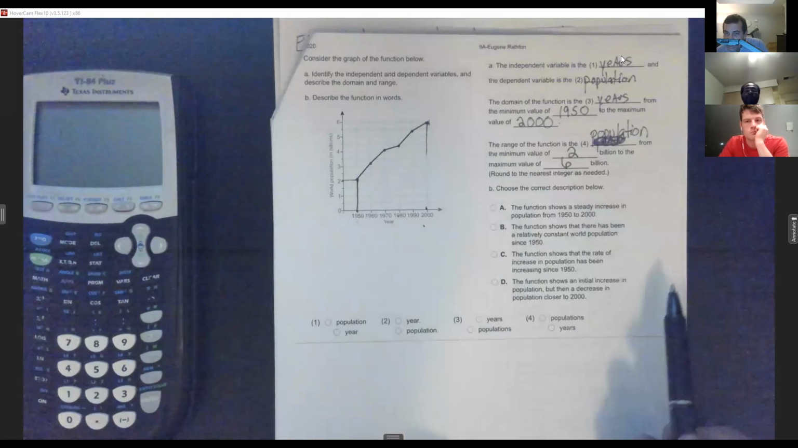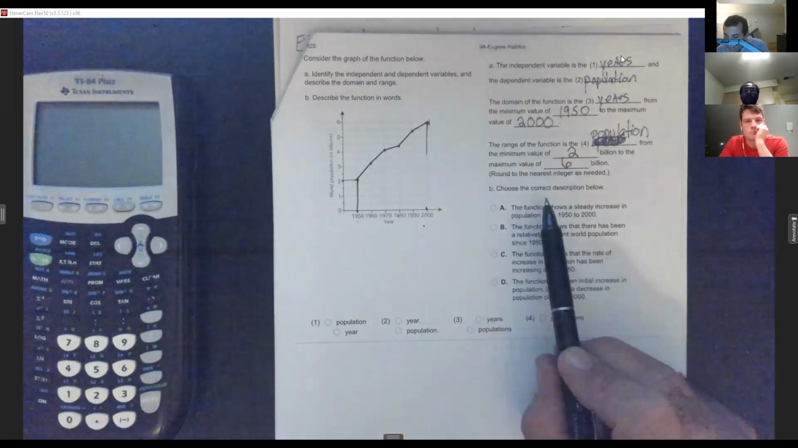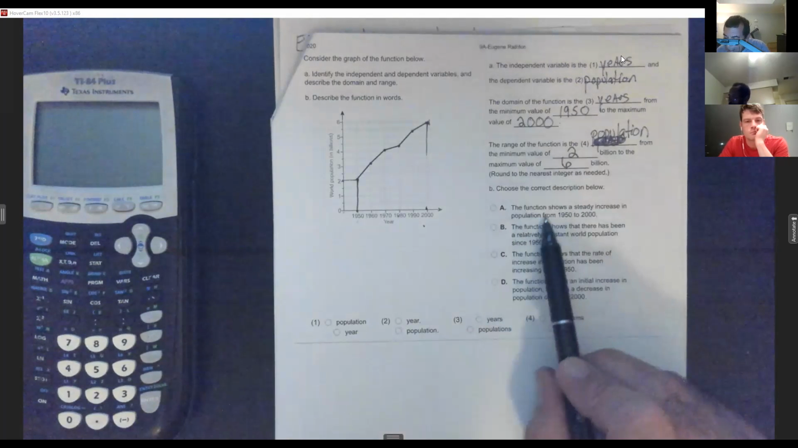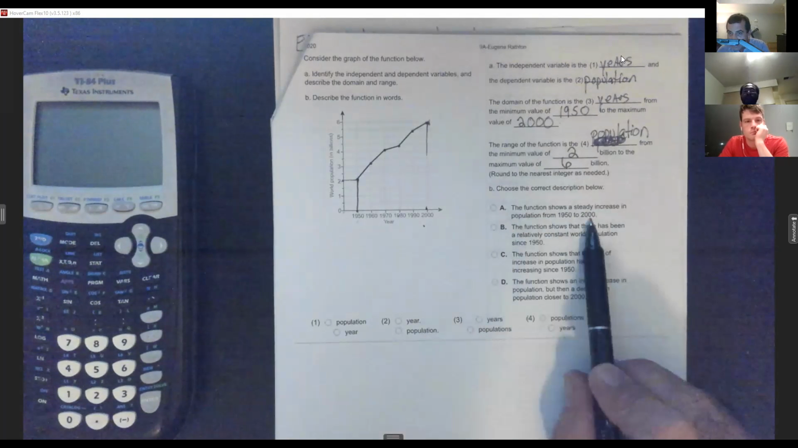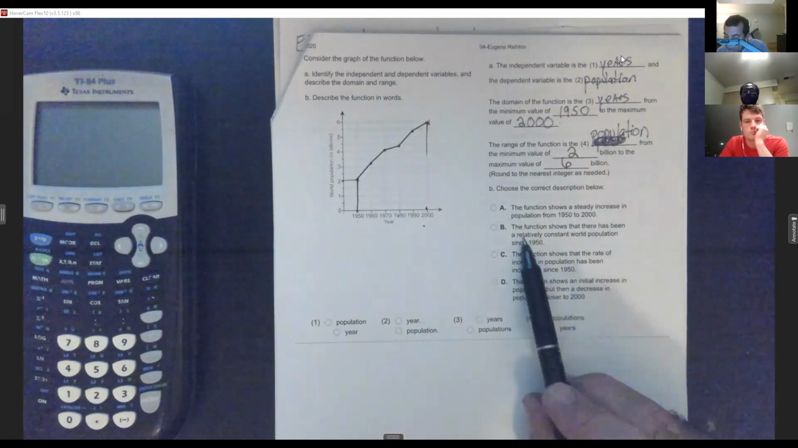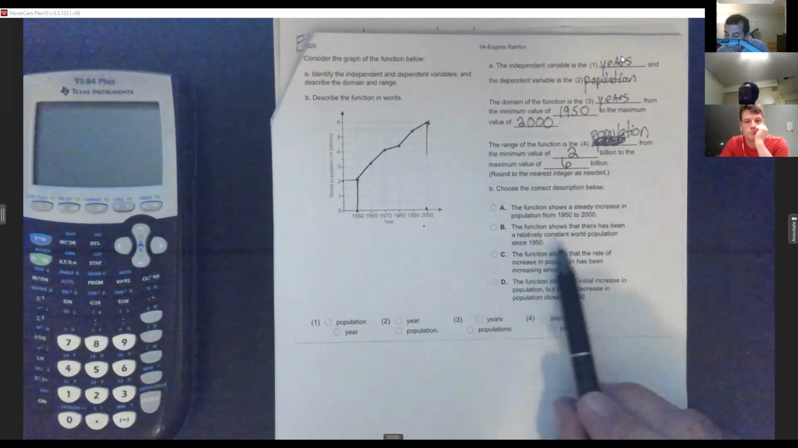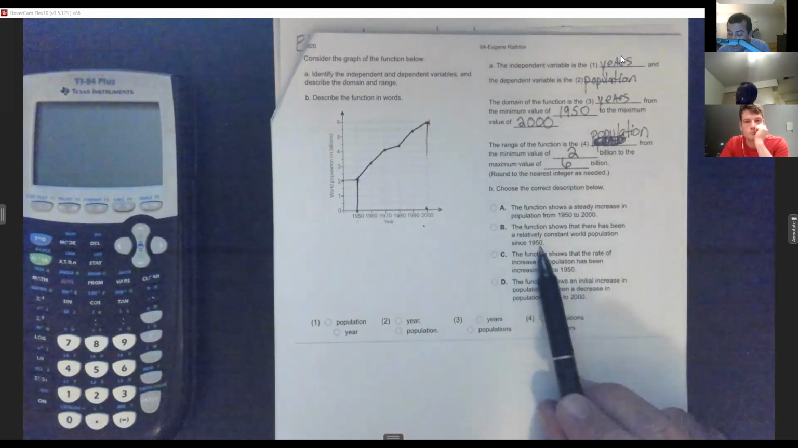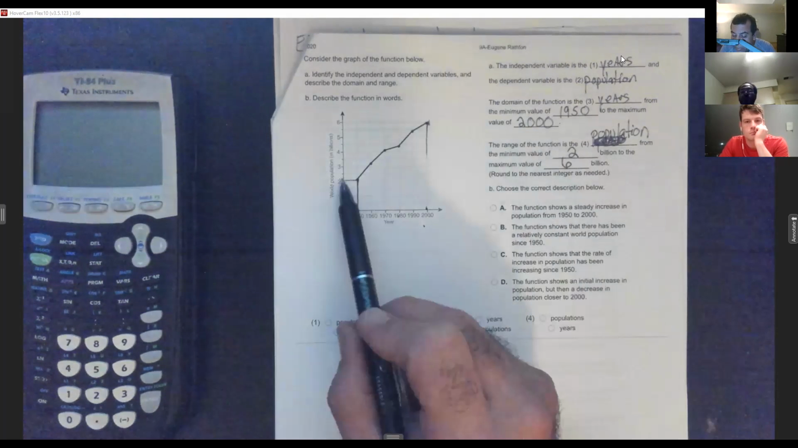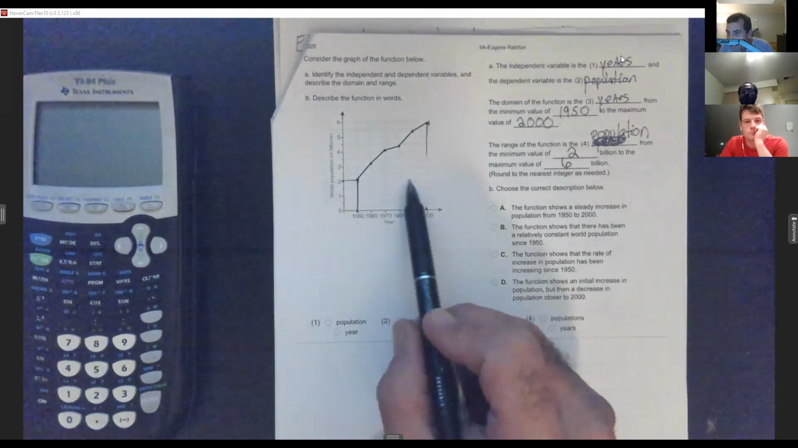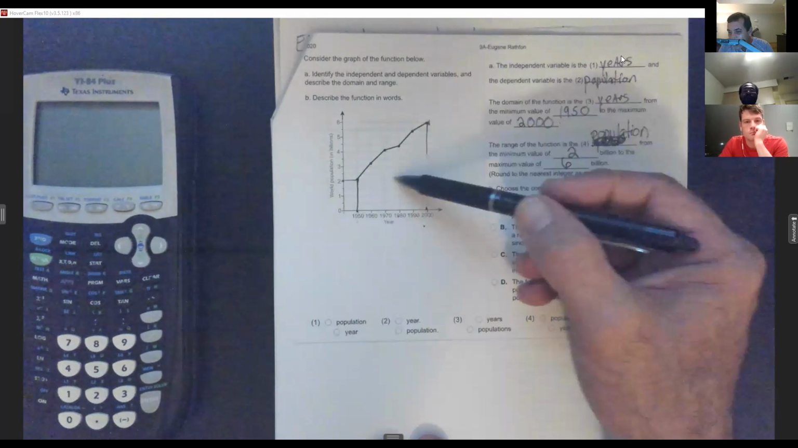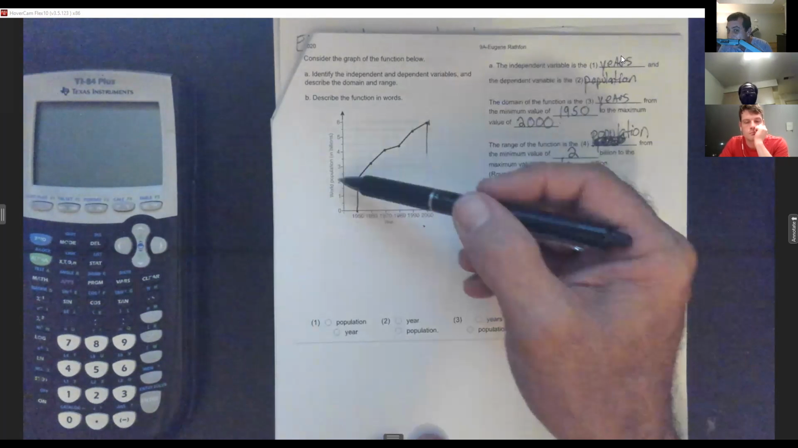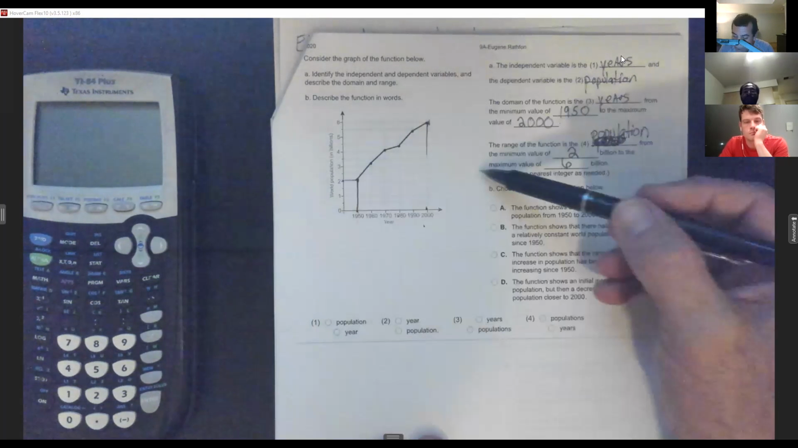So let's see what one of these answers we had put. The function shows a steady increase in population from 1950 to 1960. The function shows that there has been a relatively constant world population since 1950. That is definitely wrong. If it was constant, it would be a straight line going straight across, and every year would be 2 billion. Constant would mean it stayed the same, which it doesn't. So we know it's not B.